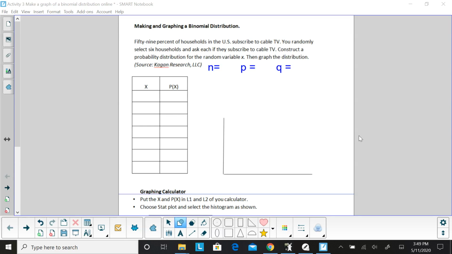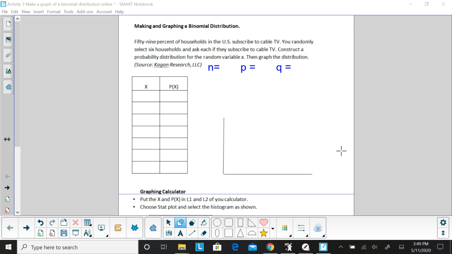So we're going to talk about how to make a graph of a binomial distribution. And in this example, it says 59% of households in the U.S. subscribe to cable TV. You randomly select 6 households and ask each if they subscribe to cable TV. Construct a probability distribution for the random variable x.